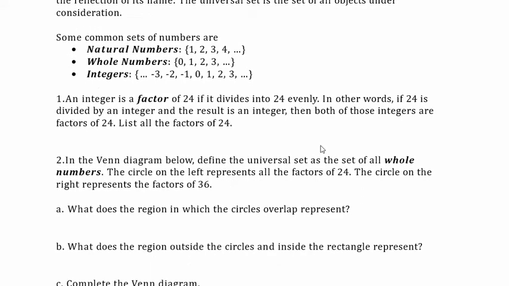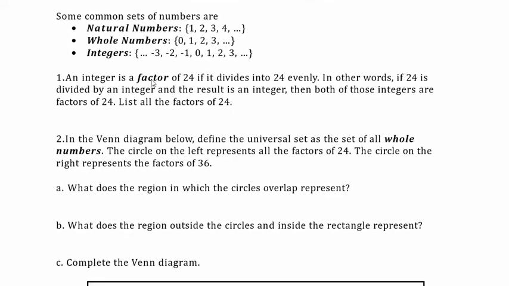So the next vocabulary word we have here is factor. An integer is a factor, so we're using the word integer here, so it could be any number from this set of integers, is a factor of 24 if it divides into 24 evenly. In other words, if 24 is divided by an integer and the result is another integer, without a remainder, then both of those integers are factors of 24. List all the factors of 24.